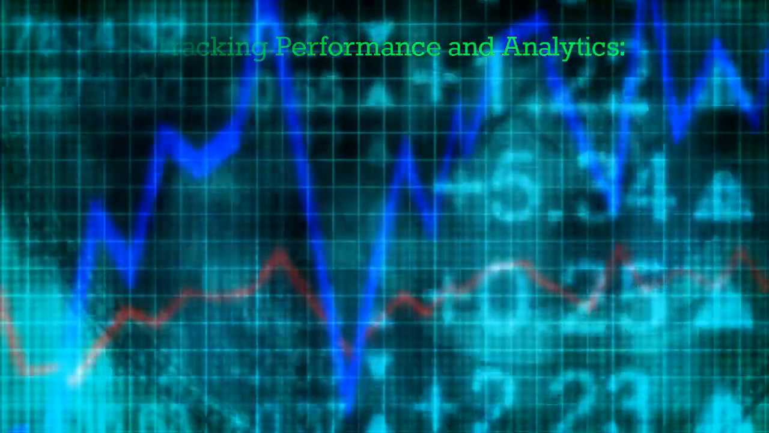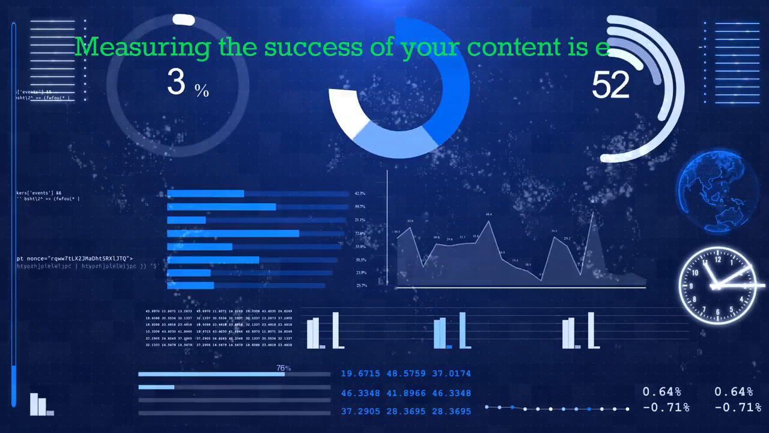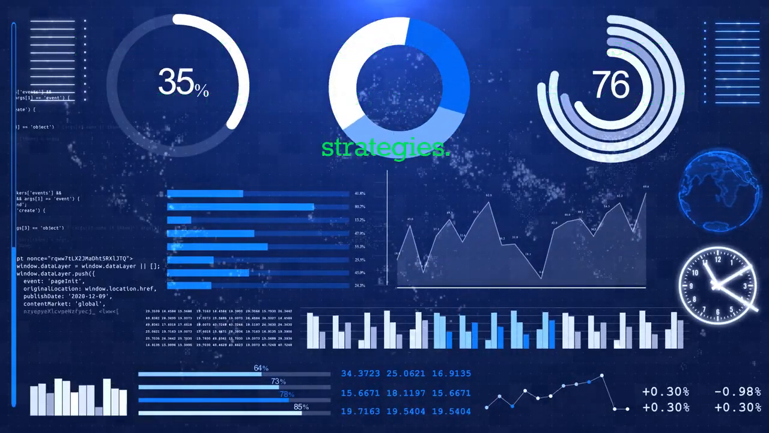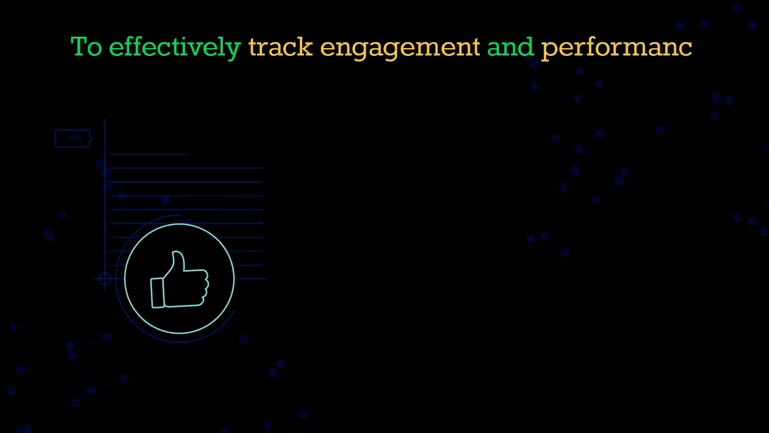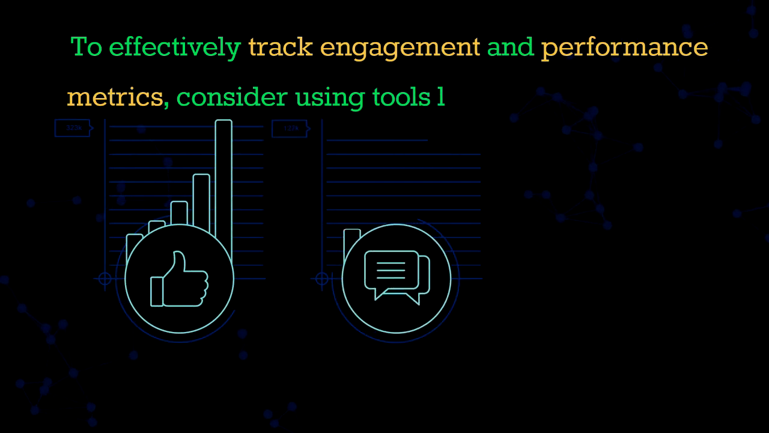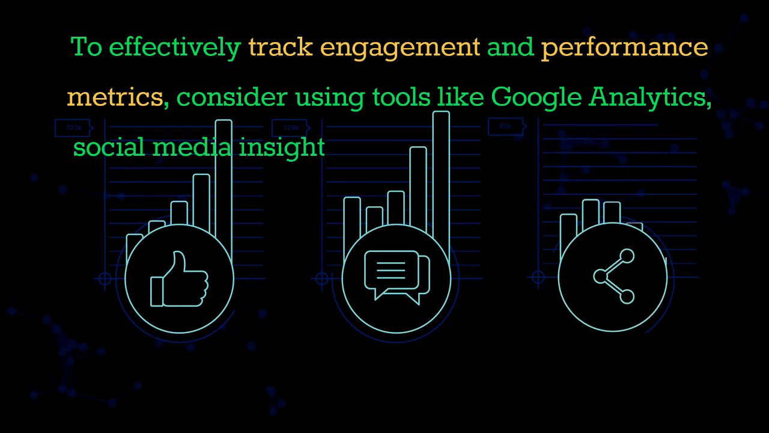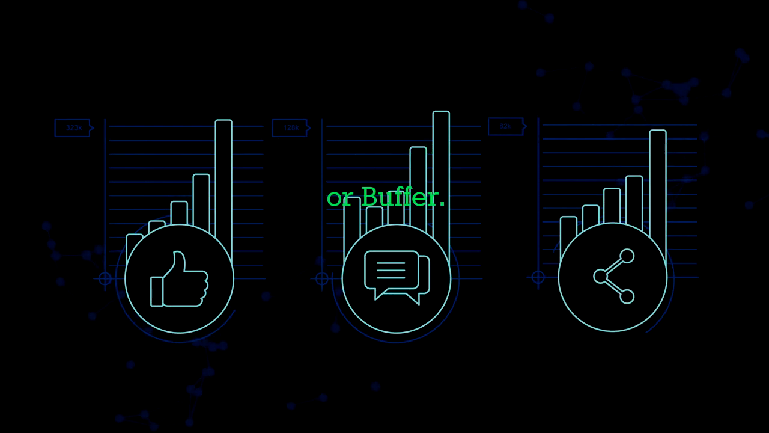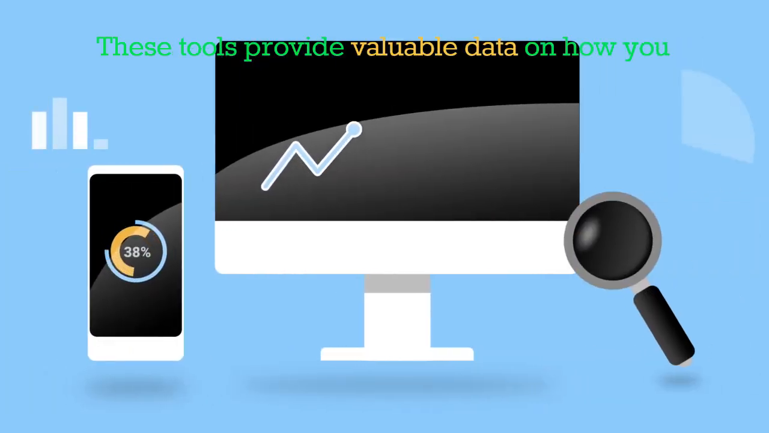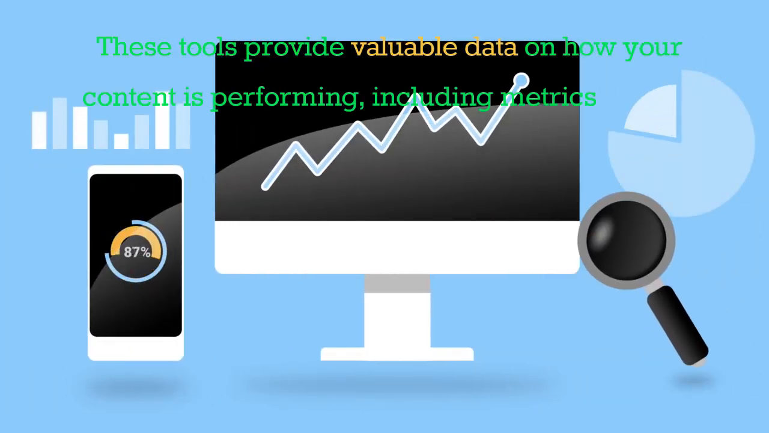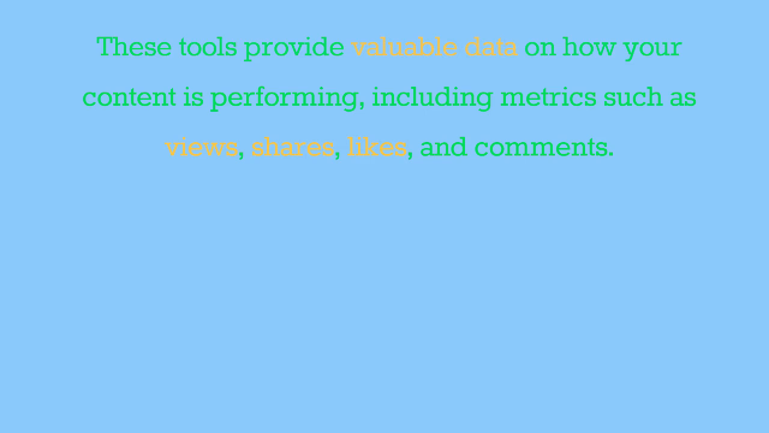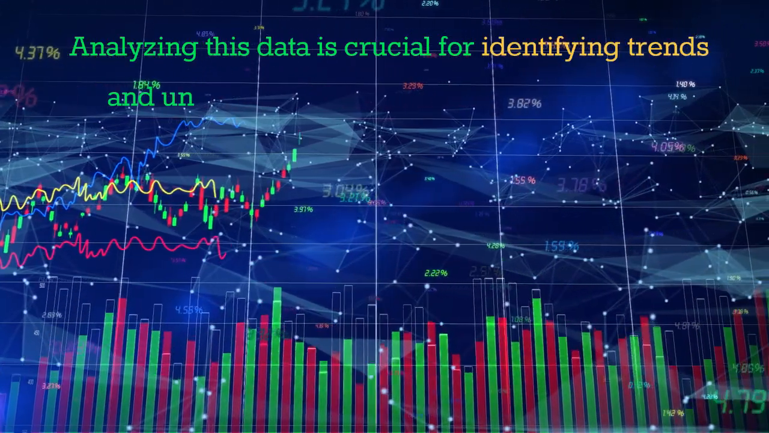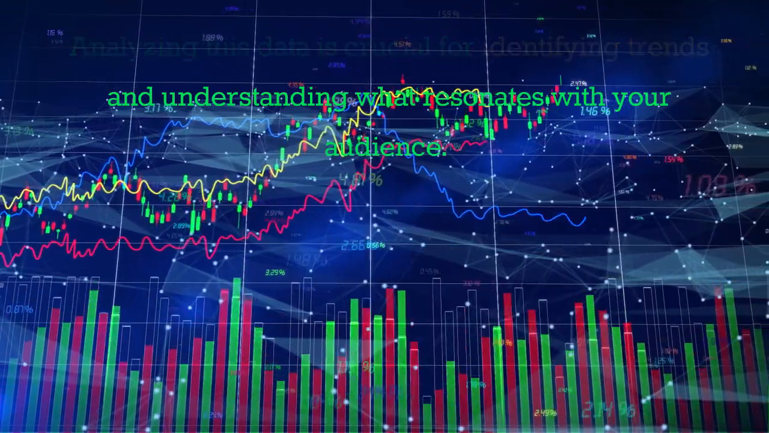Tracking performance and analytics. Measuring the success of your content is essential for understanding its impact and refining your strategies. To effectively track engagement and performance metrics, consider using tools like Google Analytics, social media insights, and platforms like Hootsuite or Buffer. These tools provide valuable data on how your content is performing, including metrics such as views, shares, likes, and comments.